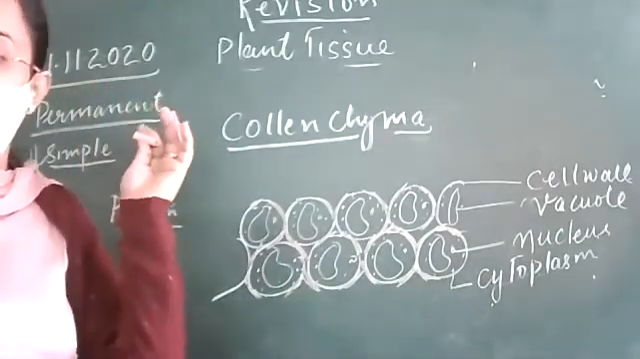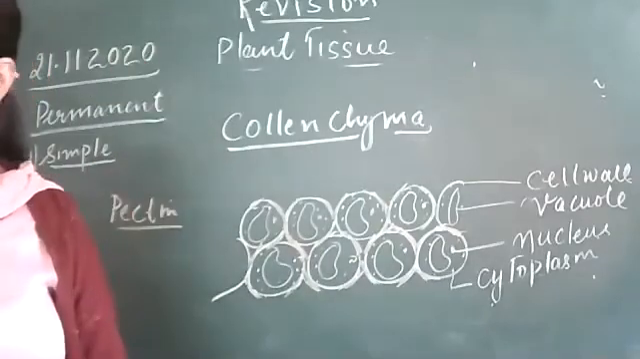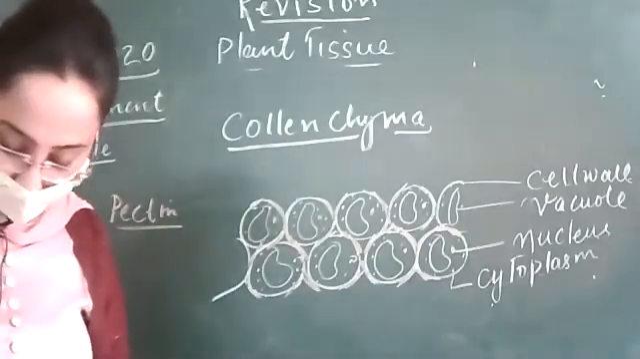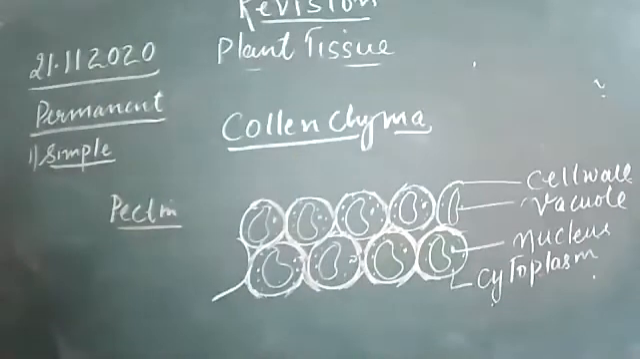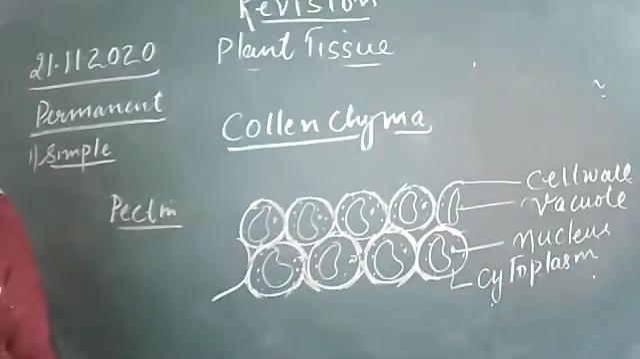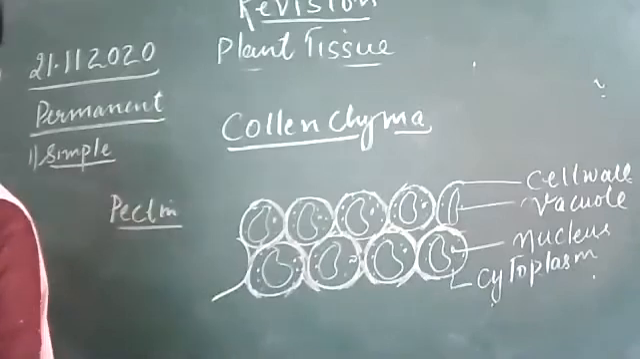So, who can tell me the location? Below the epidermis. Where is collenchyma present? Ma'am, below the epidermis in the leaf stalks. Leaf stalks, yes, wherever bending is required. So it is present in stems, wherever bending is needed, in branches also. Very good.